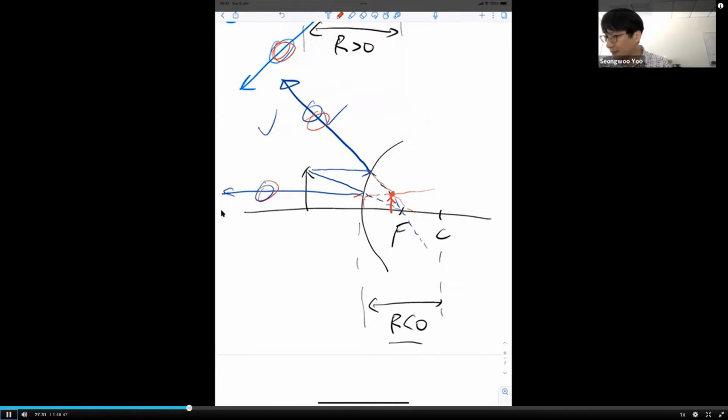And as we know, this image distance q is going to be a negative value because this image is formed by the virtual rays. All right. I'd like to go back to the lecture note.